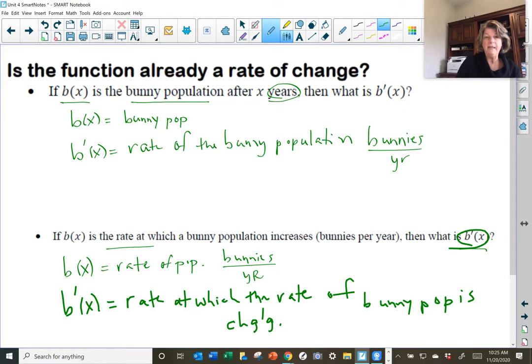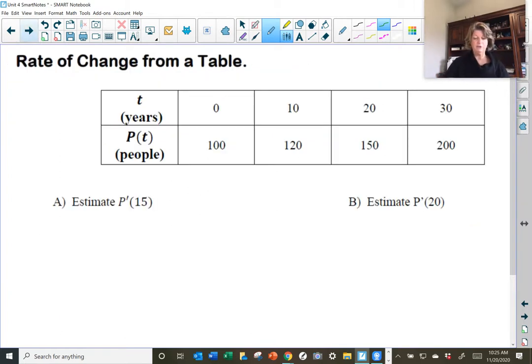So I'm going to get bunnies per year per year. So I'll have bunnies per year squared. Okay.